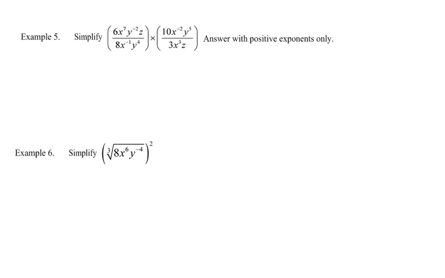Now before I multiply, it might be better to simplify everything first. So let's look at this. 6 divided by 8, can we reduce that fraction? Divide both by 2 and it's 3 over 4. Now for the x, 7 minus a negative 1 is positive 8. When we subtract a negative, we're actually adding. The y's, negative 2 minus 4 is negative 6. And then the z's still there. Times, can you reduce 10 thirds? No. Let's leave this as 10 thirds. So negative 2 minus 3.